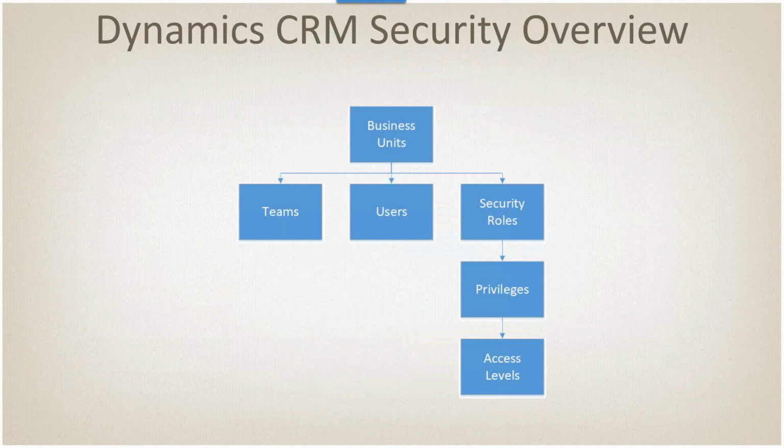Okay, let's get right into it. So the main components of Dynamics 365 security start with business units. Then they have teams, users, and security roles. So these are the four big components that make up the security model. Then within security roles, we have privileges and access levels. So this is the foundation of all Dynamics 365/CRM security.